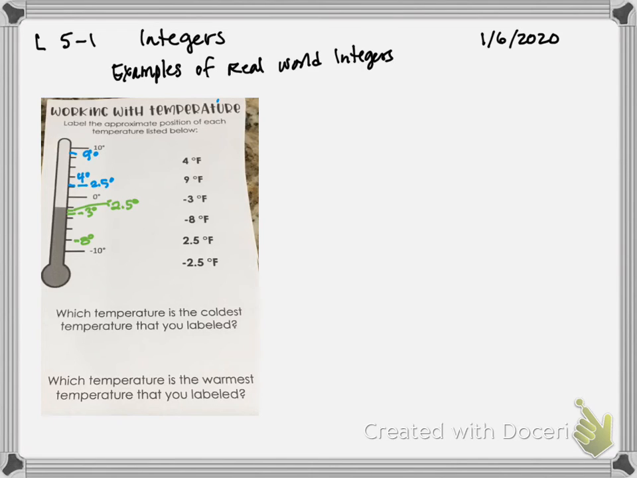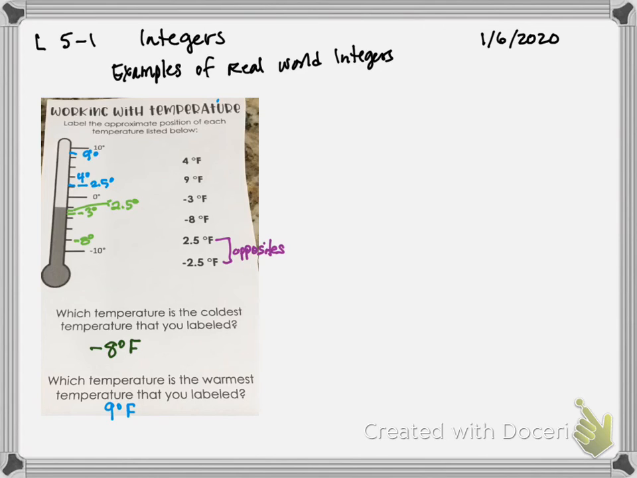So what we can say is that these two guys, the 2.5 degrees and the negative 2.5 degrees, those are opposites. And by the way, sorry that you can see part of my counter. So which temperature is the coldest temperature that you labeled? So coldest is going to be the farthest down. So that's going to be the negative 8 degrees Fahrenheit. And which temperature is the warmest temperature that you labeled? So we're going to go as high up as we labeled, and that's going to be the positive 9 degrees Fahrenheit.